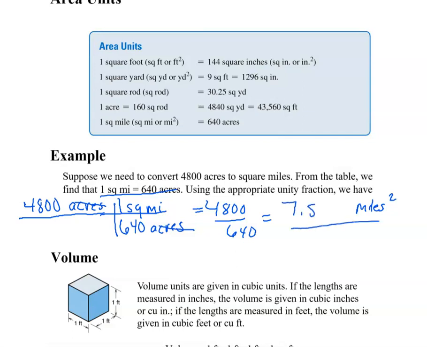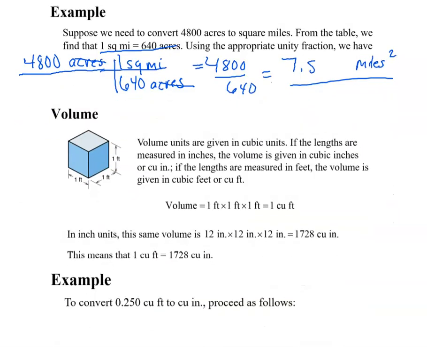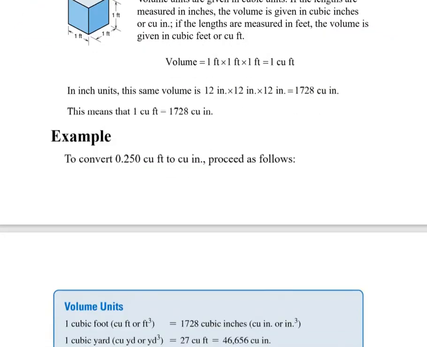7.5 miles squared. When we start talking about volume, our units are cubed, because we're getting into something that's three-dimensional. So to convert 0.250 cubic feet, so we're starting out with 0.25, I don't need the 0 on the end for the conversion. So feet cubed, and we want to convert it to cubic inches.